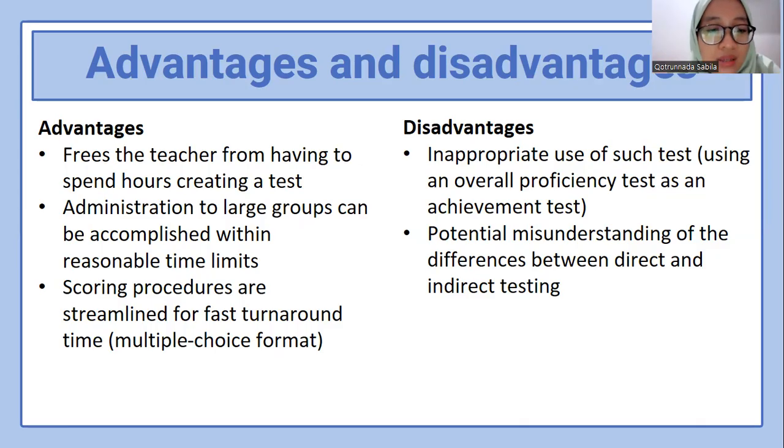authoritative-looking instruments. And the disadvantages center largely on the inappropriate use of such tests. For example, using an overall proficiency test as an achievement test simply because of the convenience of the standardization. And then the disadvantages. Another disadvantage is the potential misunderstanding of the differences between direct and indirect testing. Some standardized tests include tasks that do not directly specify performance in the target objective.